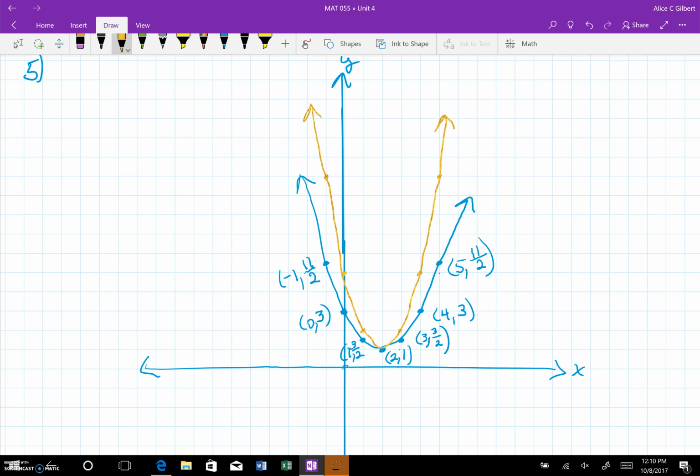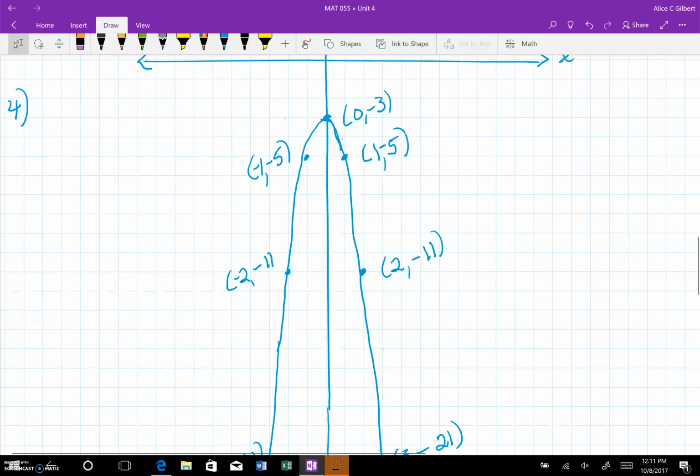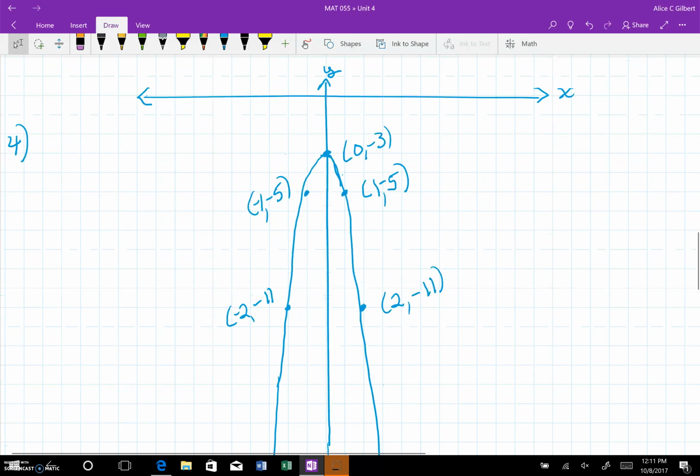So you see how our graph is going up more slowly. It's going up half as fast as our parent graph. Let's go back and look at the last one. Since I have a little bit of time here, I'll do this here too.